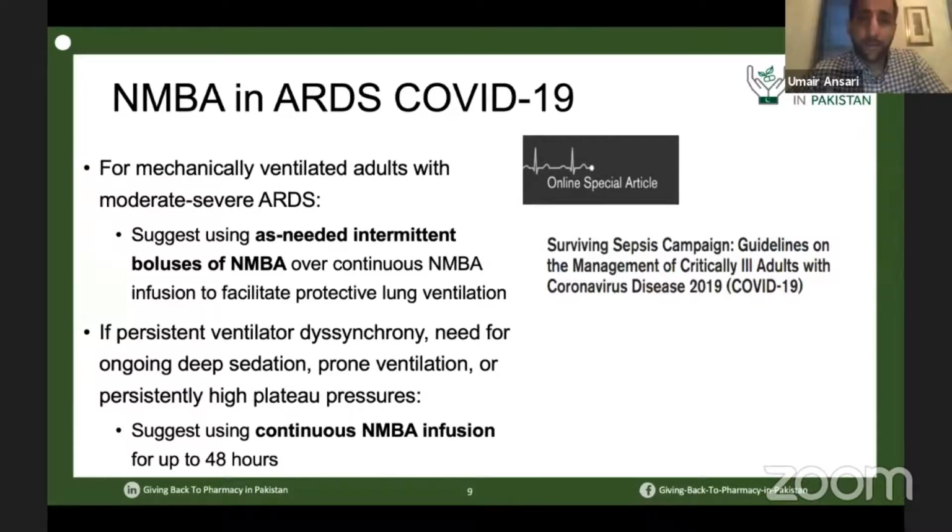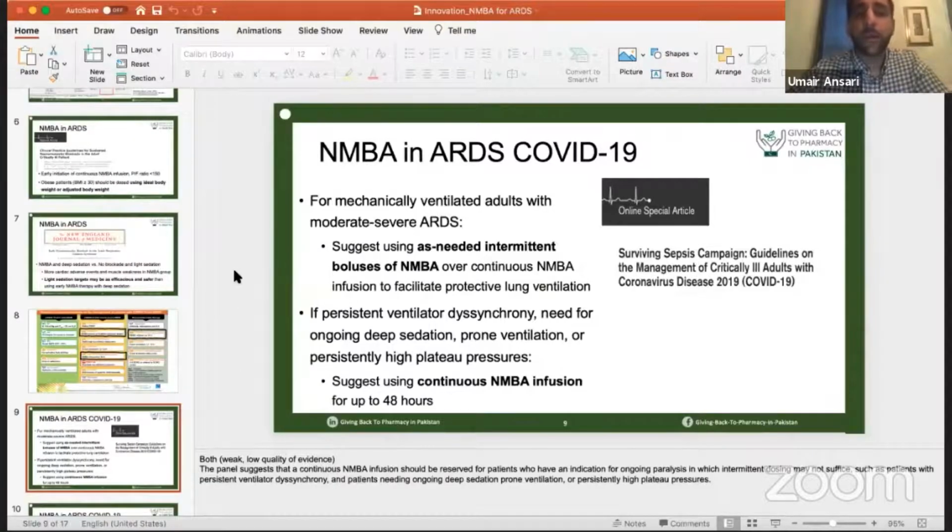However, if a patient has persistent ventilator dyssynchrony, meaning they're not being synchronized with the ventilation, they use the term fighting the ventilator. So you have to make sure the patient is synchronized. If a patient needs deep sedation, if the patient needs to be receiving prone ventilation, so that means they're on their stomach, obviously, or persistently has high plateau pressures, then the recommendation is to suggest using a continuous NMB infusion for up to 48 hours. This has been the standard recommendation, but in practice we can see this infusion go on for much longer than 48 hours. Both of these recommendations were also weak, just to let you know.